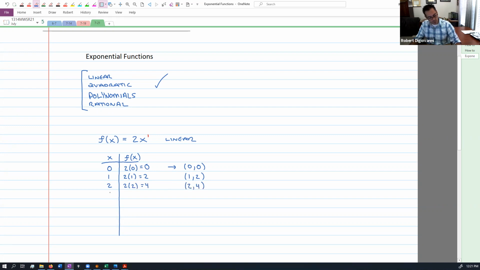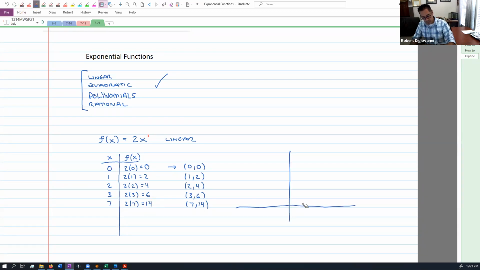I'll do 2 more of these. 3, 2 times 3 is 6. So we get the point (3, 6). Let's do, I'll just go a little further. How about 7? 2 times 7, that would give you 14. So (7, 14) would be on the graph. And if we plotted all these points, we would get a straight line. Okay, so if we did this plot, that's not very good. Let me do it this way.